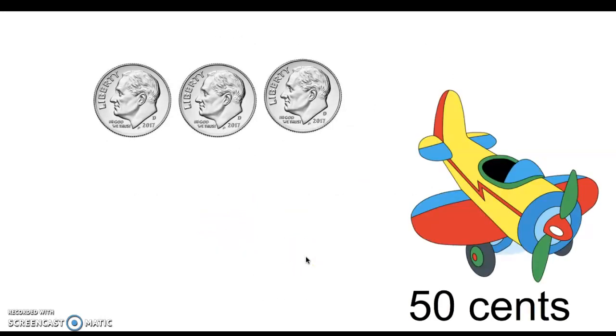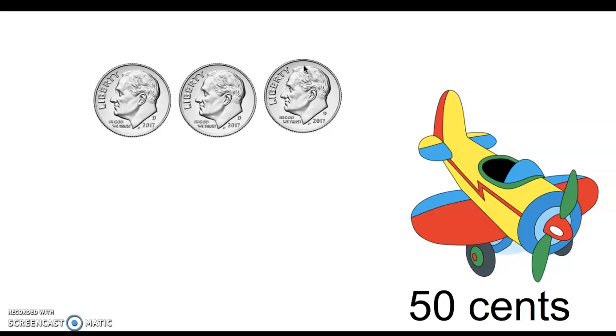What about here? If I want to buy this toy that's 50 cents, do I have enough money? Can you count the dimes on the screen? Do you think I have enough to buy this toy? Let's see. 10, 20, 30. Can I buy the toy? No, 30 cents is less than 50 cents. I need some more money.